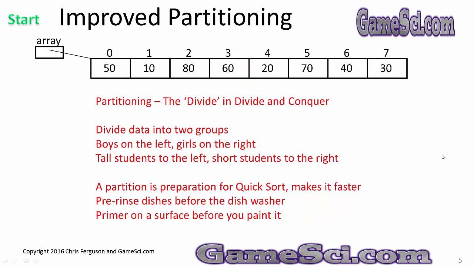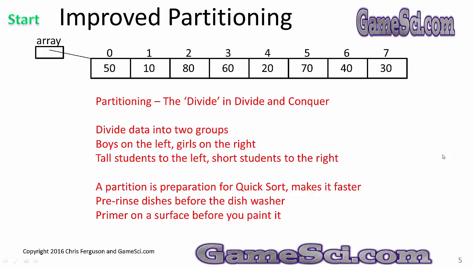Improved partitioning. Let's look at a slightly better way to partition the data. Remember, partitioning is the divide in a divide and conquer algorithm that involves quicksort. Divide data into two groups. Partitioning is simply an act of dividing something into two groups. Partitioning is a preparation for quicksort, which makes it faster, like pre-rinses on the dishes before you put them in the dishwasher, or primer on a surface before you paint it. Partitioning is a step to improve quicksort.